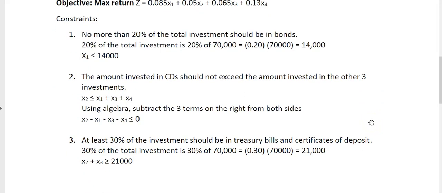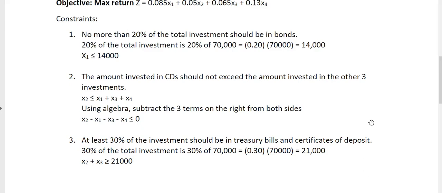Number 1, no more than 20% of the total should be in bonds. Okay, 20% of the total investment is 20% of the $70,000 being invested. So we multiply 0.20 times 70,000 equals 14,000. No more than means that X1, bonds, should be less than or equal to 14,000.